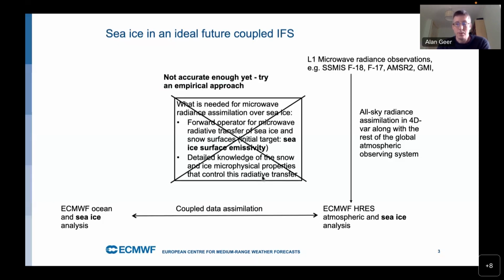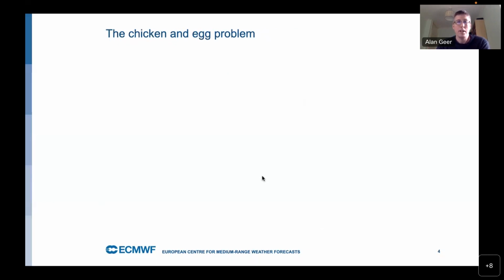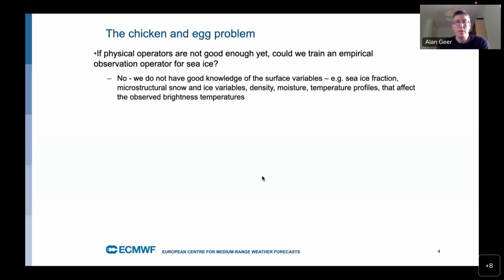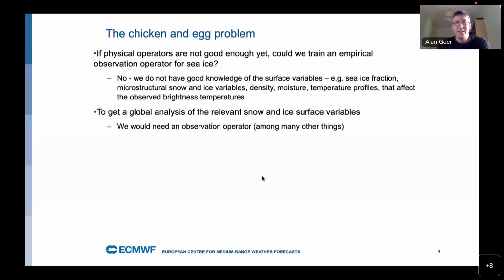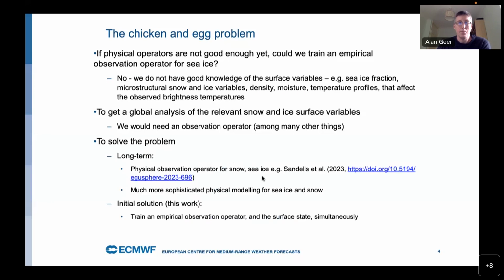And so the focus of this talk is trying to find alternative empirical approaches to solve that problem. And it's a chicken and egg problem because the physical operators are not good enough globally yet. So we want to train an empirical observation operator. Well, if we want to do that in the normal way, we would have to have inputs of all of the various sea ice and snow properties, the microstructure, snow and ice variables, the density, and so on that drive the radiative transfer, and those are not available. And in order to get an analysis of all those relevant snow and ice surface variables, we would probably need a physical observation operator to infer them. So we need both of those things simultaneously.